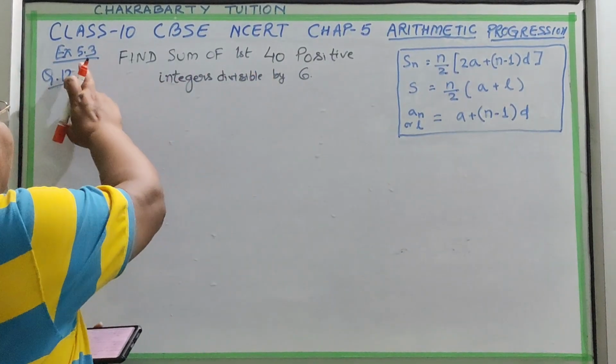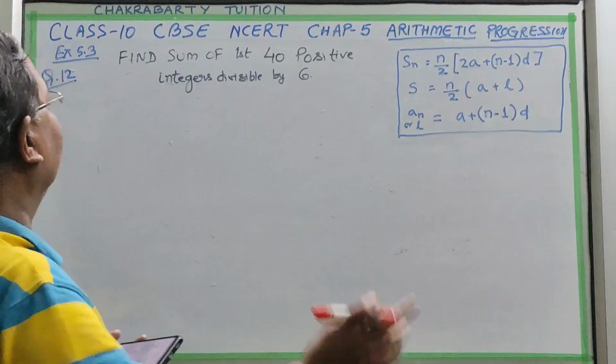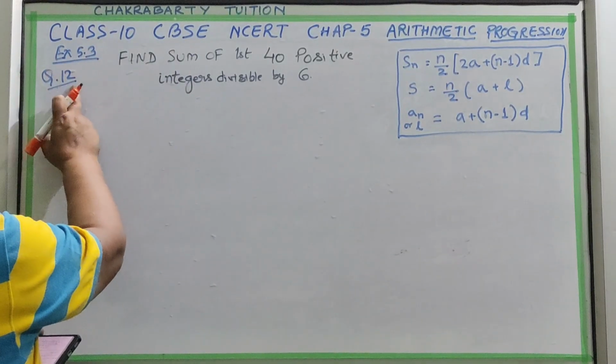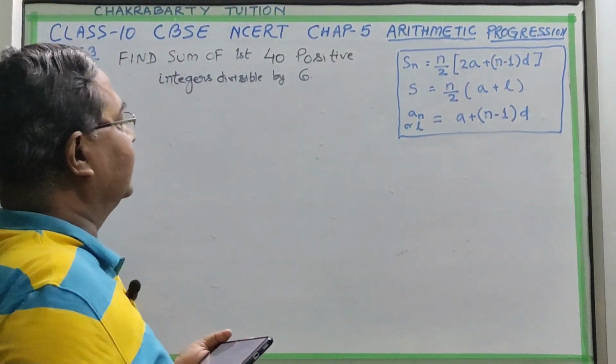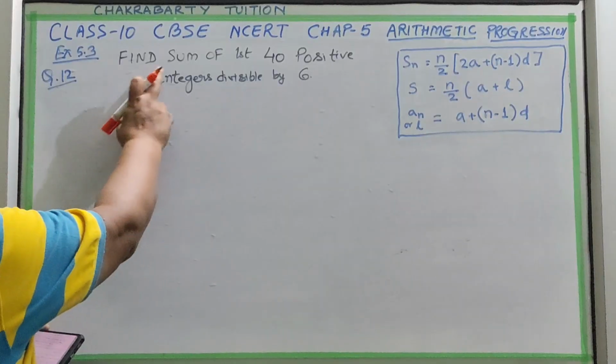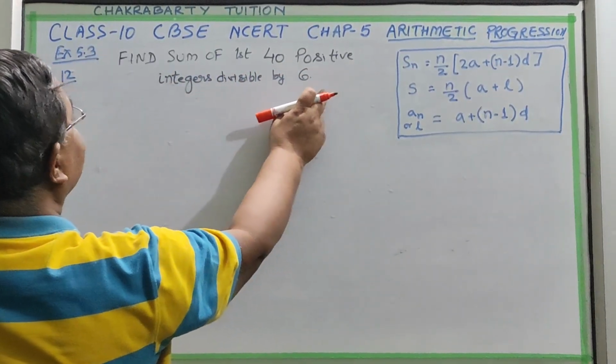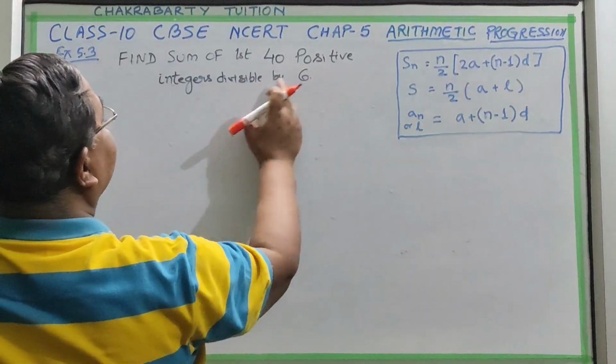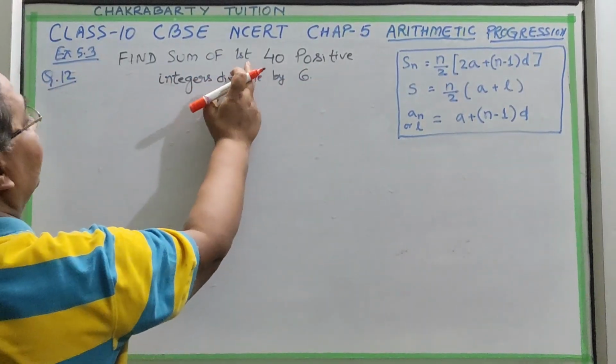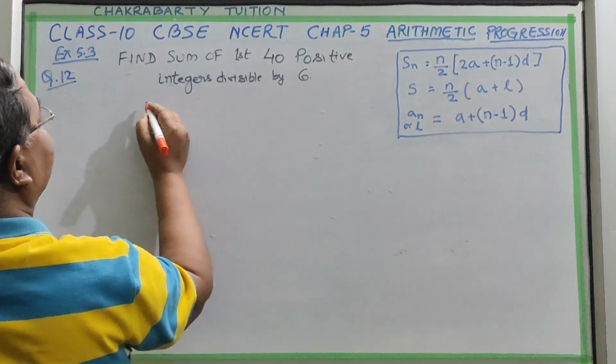So today we will continue our video with exercise 5.3, question number 12, arithmetical progression. The question is: find the sum of the first 40 positive integers divisible by 6. So we need the first 40 positive integers divisible by 6, starting from 6.